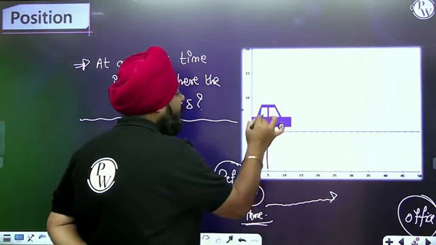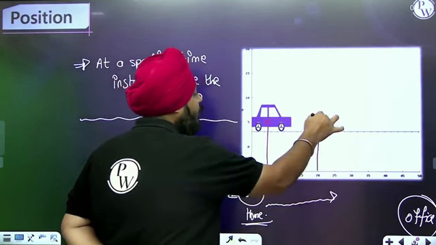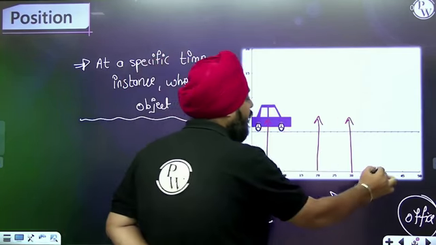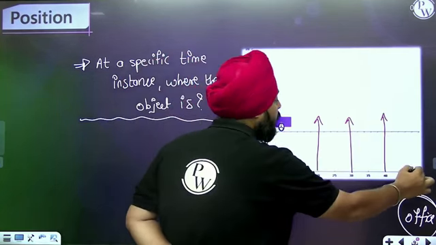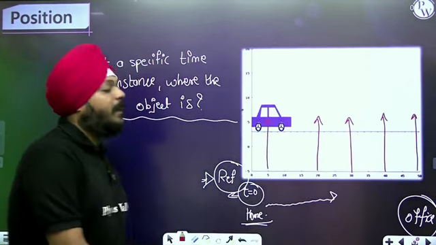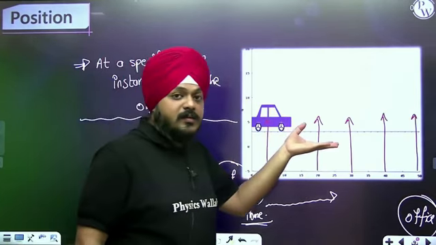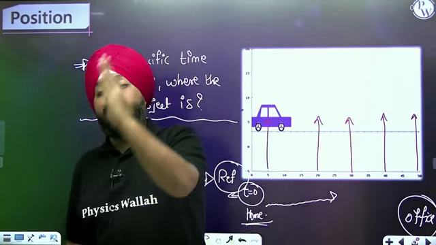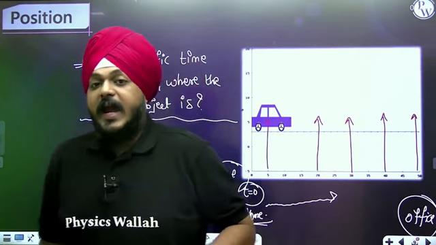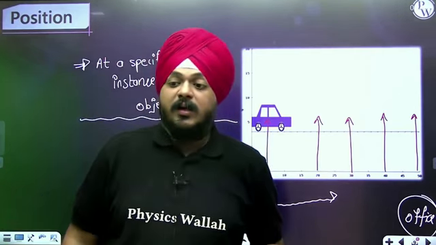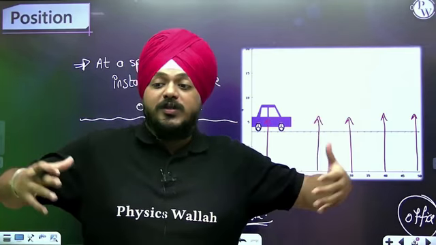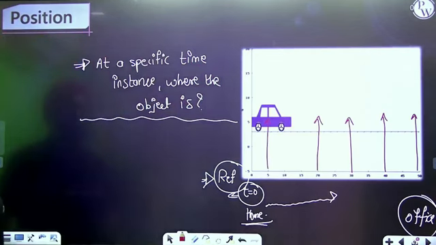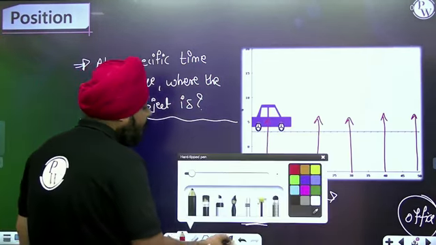At t is equal to 5, this is the position of the car. At t is equal to 20, this will be the position of the car. At t is equal to 30, this will be the position. At t is equal to 40, this will be the position. At t is equal to 50, this will be the position. So at a specific time instance, where the object is actually located with respect to an observer will define the position of the object.